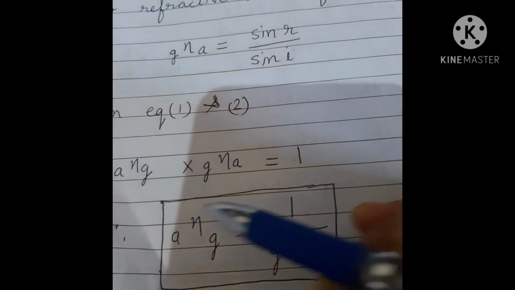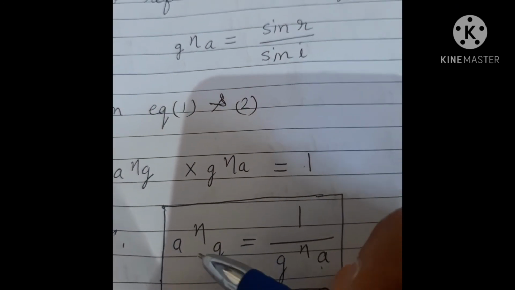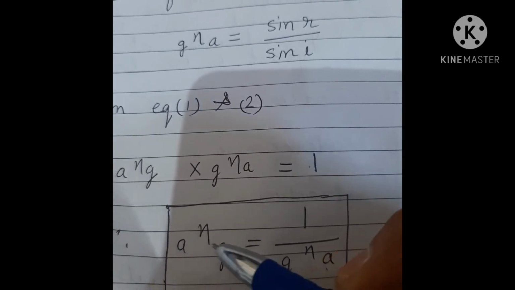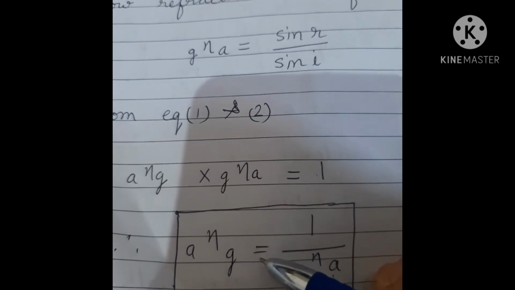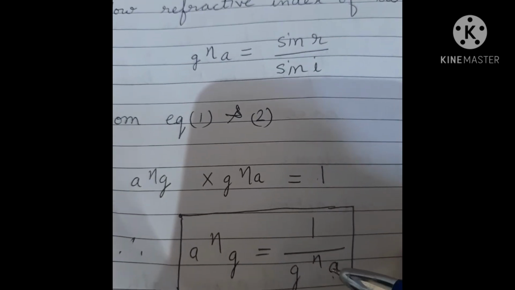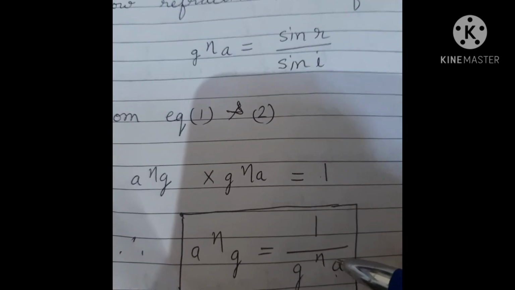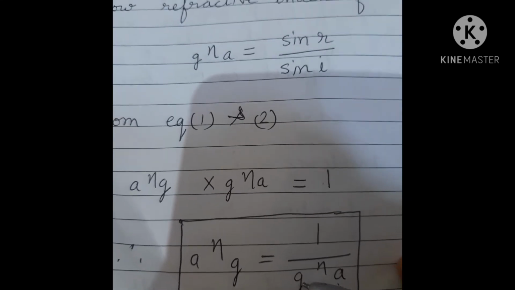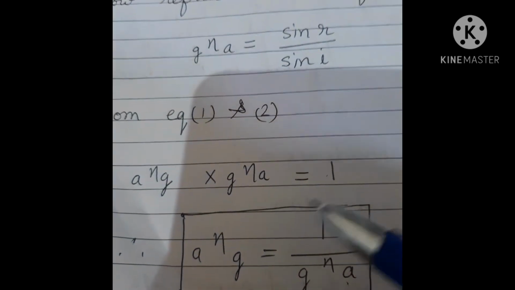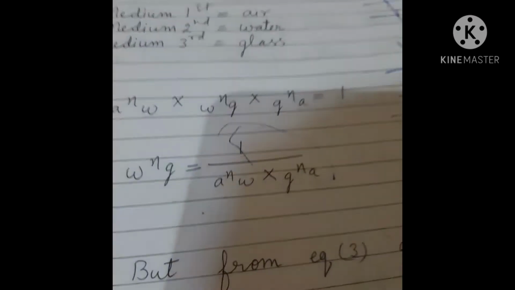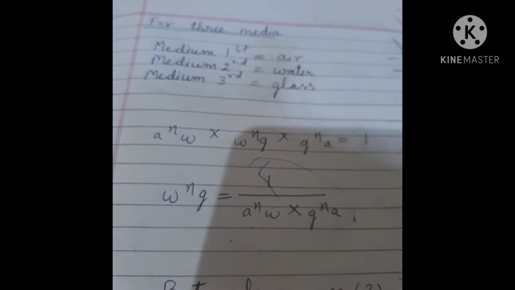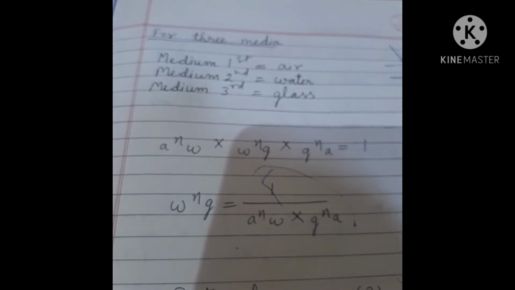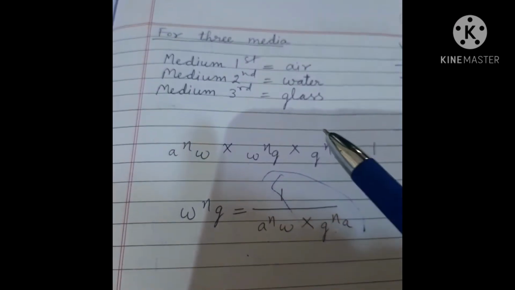So this is the formula: refractive index of glass with respect to air is equal to the reciprocal of refractive index of air with respect to glass. You have to know this formula because in numericals you have to use this. Concepts help in numericals. When you know the concept, only then can you solve the numerical.